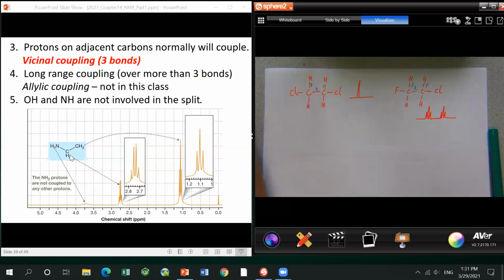In this case, the middle CH2 can only sense the CH3, so 3 plus 1 gives a quartet, four peaks. The NH protons cannot sense the CH protons, so normally NH is only a singlet, one peak. So here, don't count NH and OH for coupling. The n plus 1 rule doesn't apply to NH and OH.